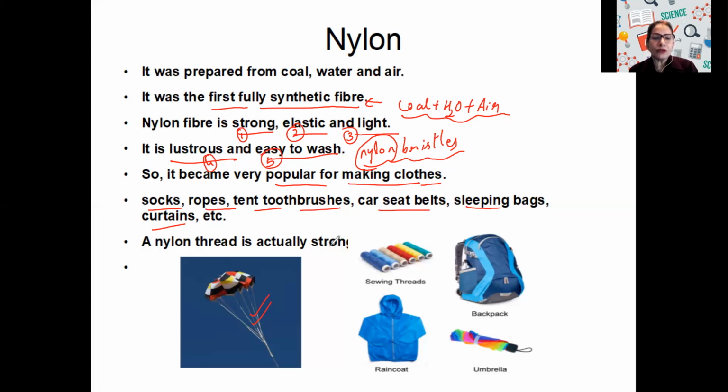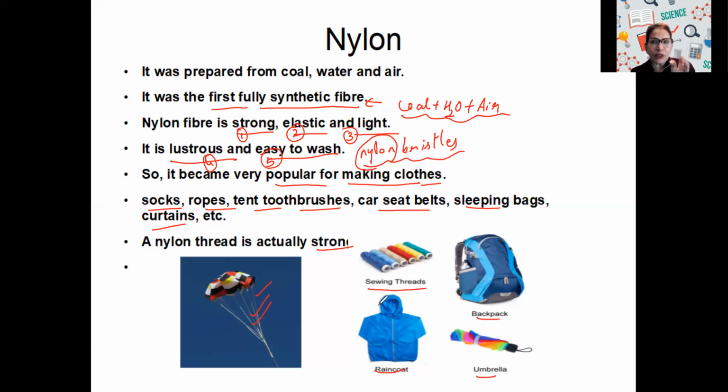The nylon thread is actually very strong. It is so strong that it is used to make the strings of the parachute. So if you see here, these are the sewing threads, which are again of nylon, backpacks of nylon, raincoats of nylon, umbrellas of nylon. Why do we have umbrellas and raincoats? We don't have cotton, because cotton will absorb all the water.